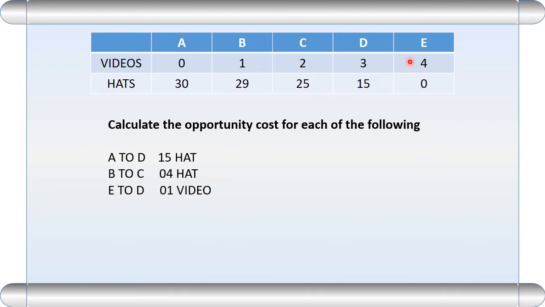Suppose I'm making 4 videos and I'm not making any hats. If I want to make 15 hats, what will be the opportunity cost? Definitely I have to decrease the number of videos. How many videos will I sacrifice? To increase hats, I will sacrifice one video. So here the opportunity cost is one video. Suppose from two videos, from 25 hats, I want to make 30 hats. Then what will happen? I definitely have to sacrifice videos from 2 to 0. So here the opportunity cost will be two videos.